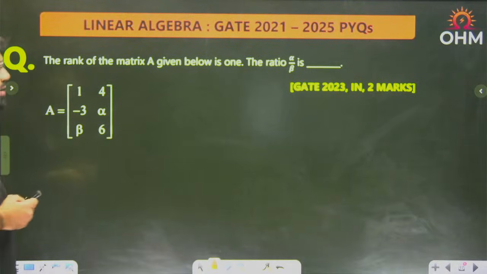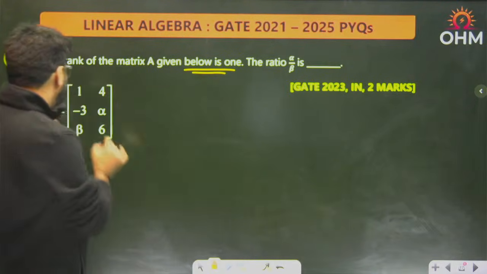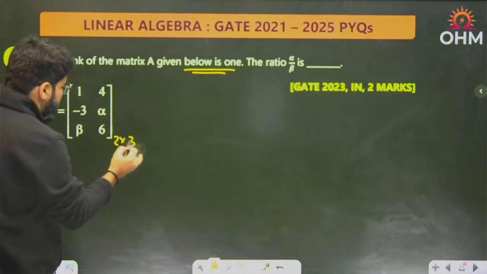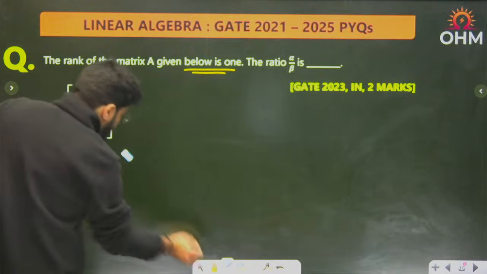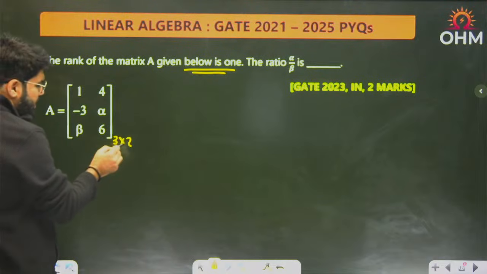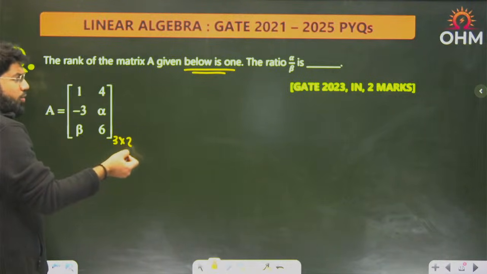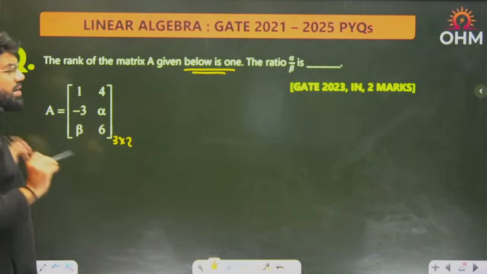Let's check it out. Now, rank is 1. That means all 2 cross 2 minors vanish. See, it's a non-square matrix, 3 cross 2: 3 rows and 2 columns. Maximum rank could be 2, because it's 3 cross 2. The rank cannot be 3. Rank depends on the minimum of m and n. So maximum rank is 2. But they are telling rank is not even 2. Rank is 1.